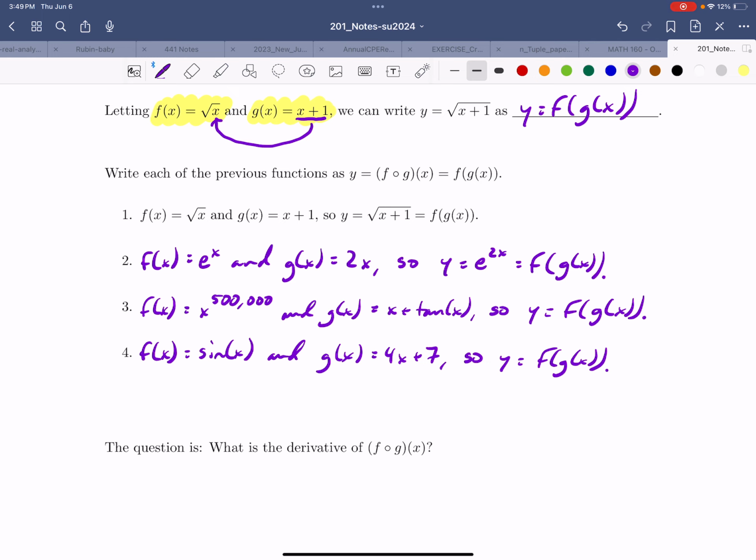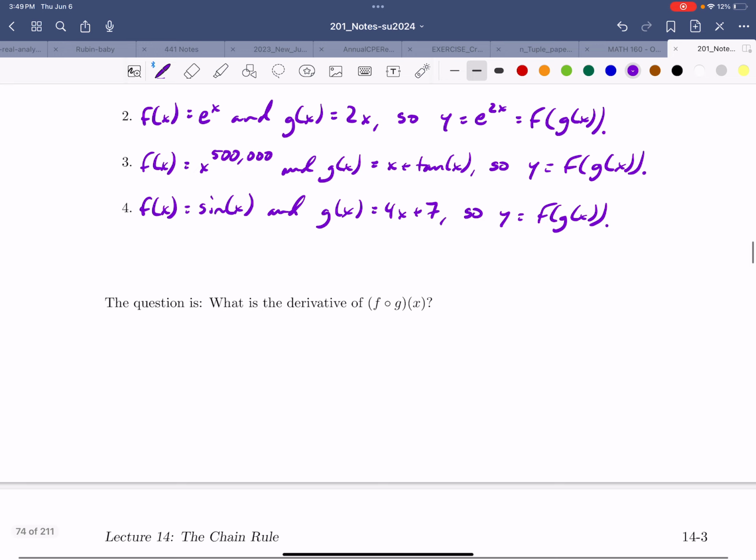Why am I having you do this? Well, as you might guess, the derivative of f of g of x depends on what f and what g are. So if we can identify what they are, then we can take the derivative.